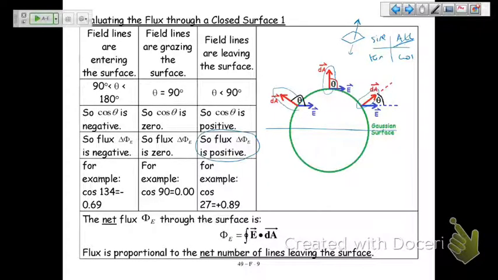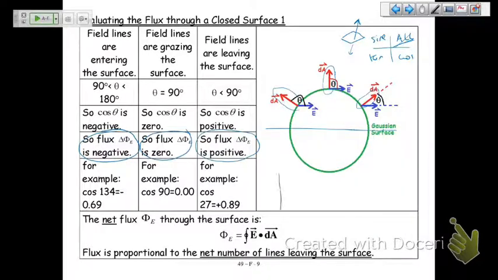Have I got that right? I'm not sure I've got that right, but anyway. For greater than 90 degrees, my cosine is going to be a negative value. Sure, so that's going to be negative. And for 90 degrees, it's going to be 0.